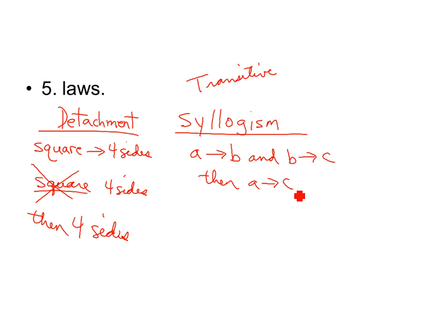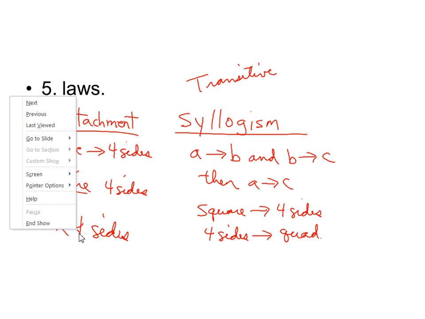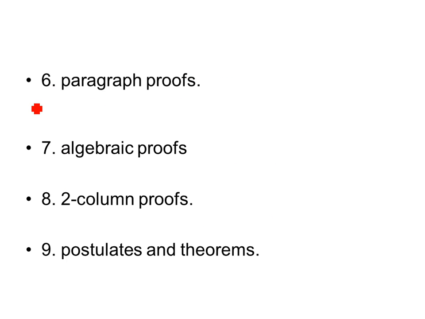So if I say something like a square implies 4 sides, then I say 4 sides tells us that we have a quadrilateral. Square is what makes it. Then what can I say from that? Square implies quadrilateral. Now again, if it doesn't go in the right order, will it work? No, it's got to go in that order.